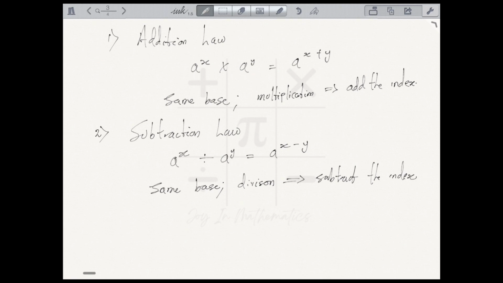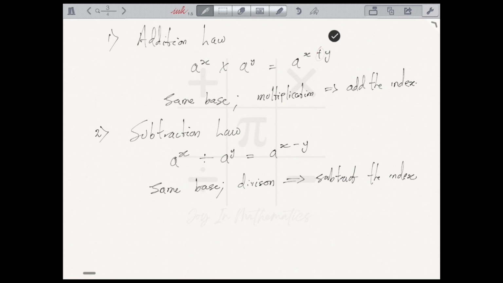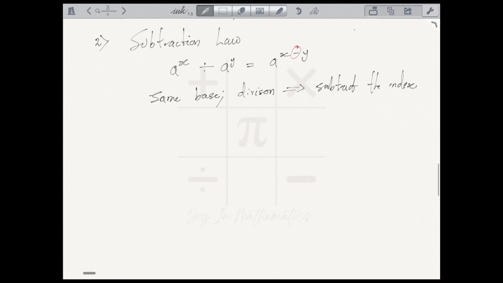This is why addition law is called addition law, because we are adding the index, and subtraction law is called subtraction law because we are subtracting the index. Moving on, we have the zero index.